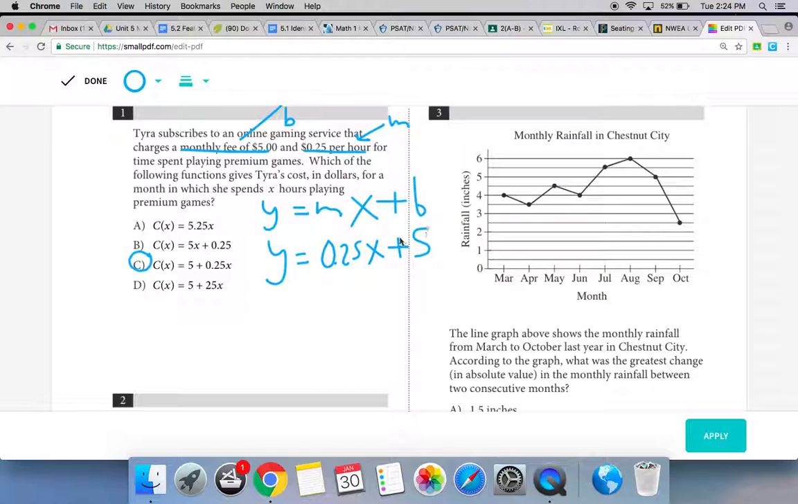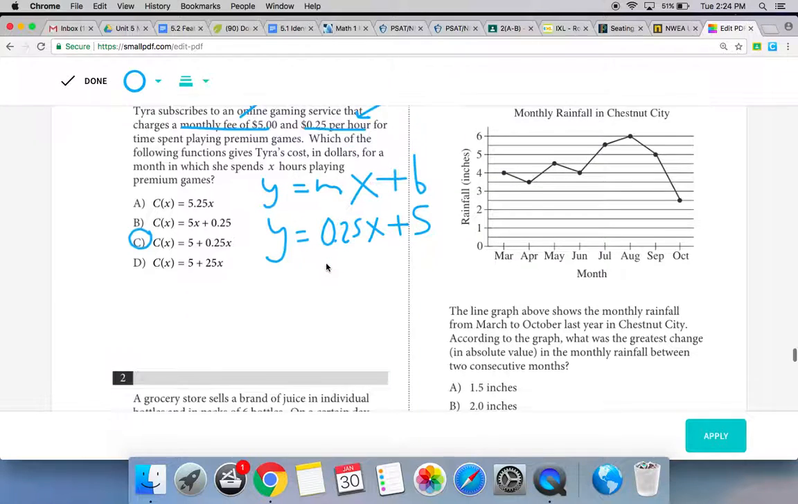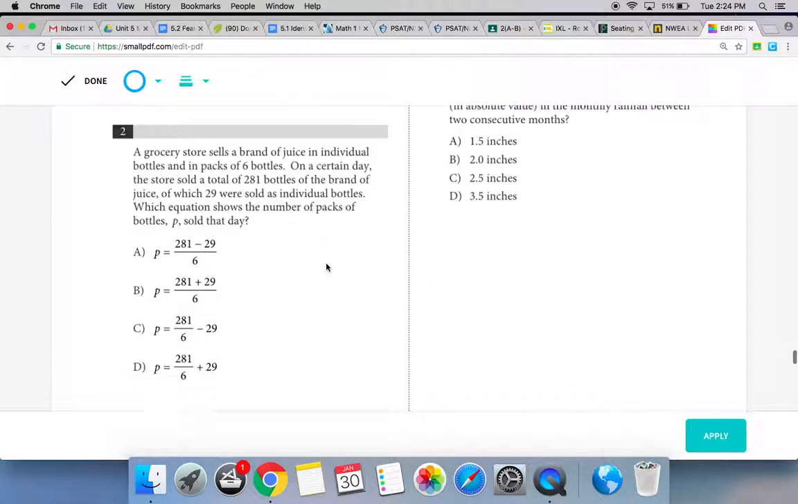So your monthly fee is $5. That's your starting amount. And then every hour, you're going to add 25 cents more. Okay, for number 2, the answer was A. You work it out and try to figure out why A makes sense.